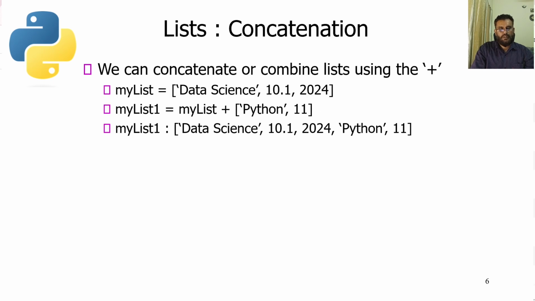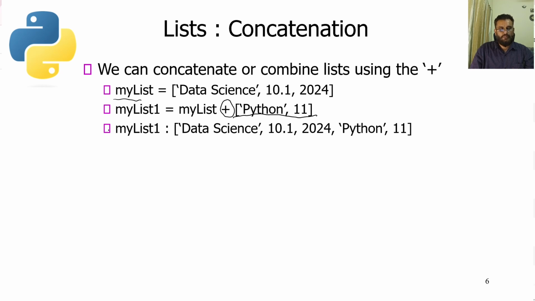Like tuples and strings, we can also concatenate lists. In this case, for example, if I have the given list, my list, which had those three elements, and I want to concatenate this other list which has Python 11 in it, I can create a new list and then make use of this concatenation operation, in which I can pass 2 lists, and those will be concatenated in the variable which I am going to use to store the result of the concatenation.